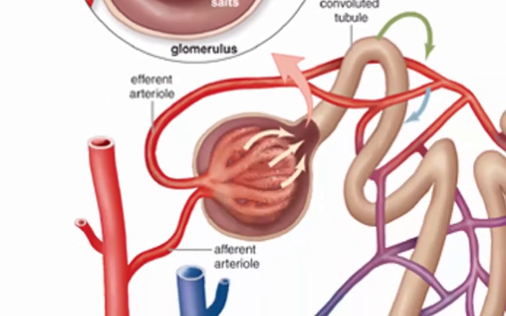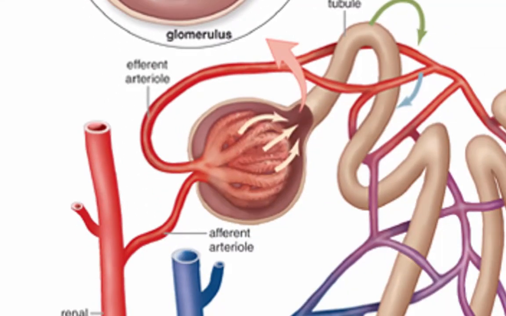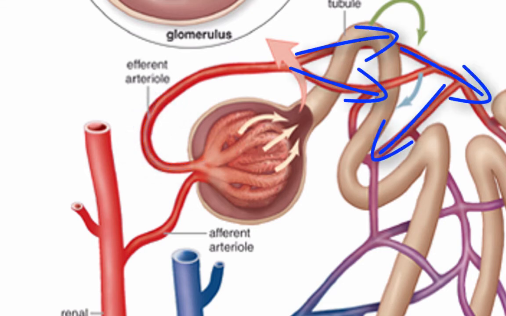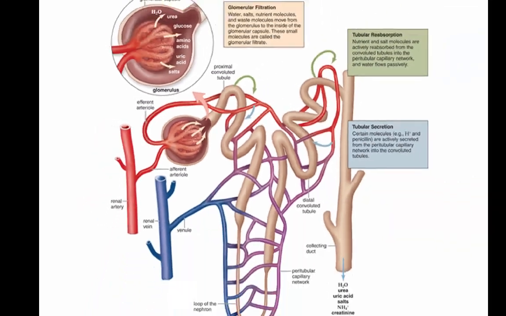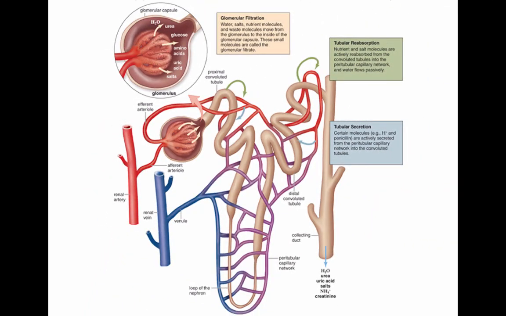remain in the blood. Blood from the glomerulus loops back and exits via the efferent arteriole, which branches to create the capillary bed that wraps around the entirety of the nephrons. We call these the Peritubular Capillaries. These are used to reabsorb the important components of the filtrate back into the blood, such as water and salts.